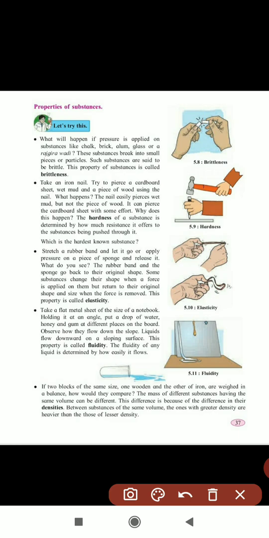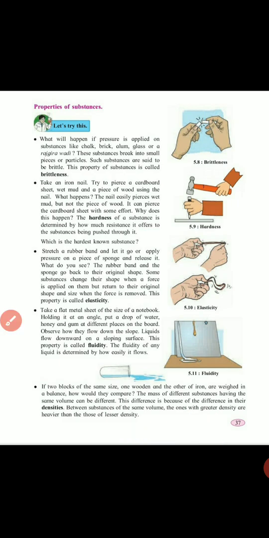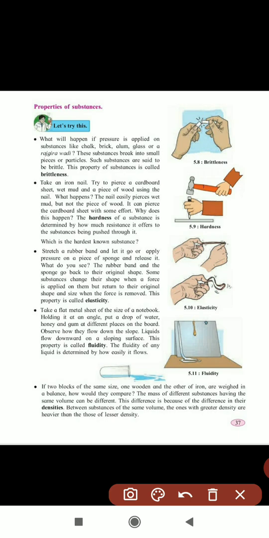So the hardness of a substance is determined by how much resistance it offers to an object being pushed through it. If you take mud, the nail can easily go in. But if you take wood, we require more force to push it inside. Yes, children. So you can identify a hard substance like this. That is hardness. Next, do you know which is the hardest known substance? Not iron, not aluminium.